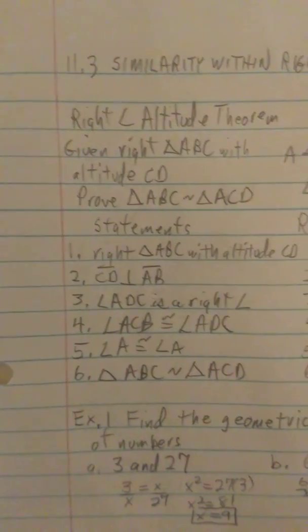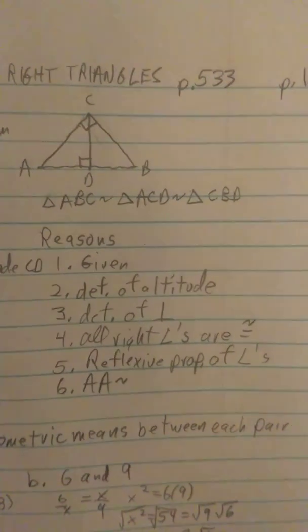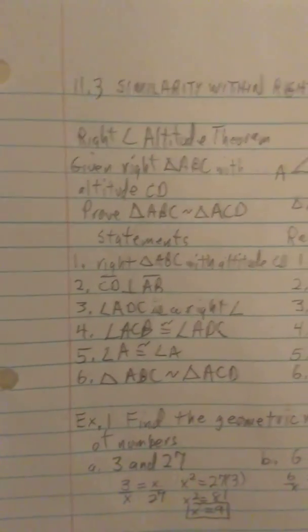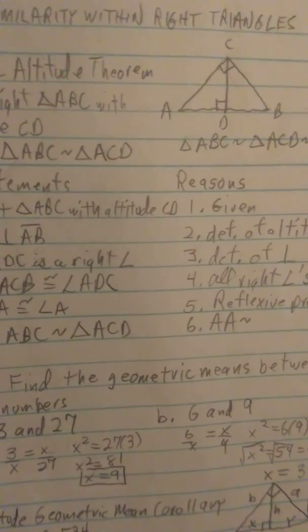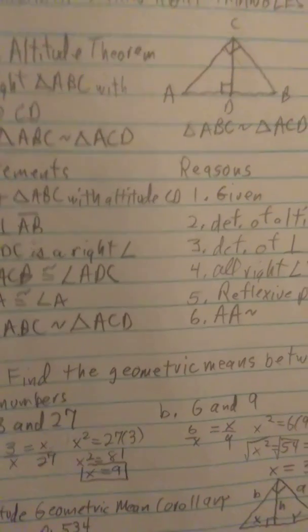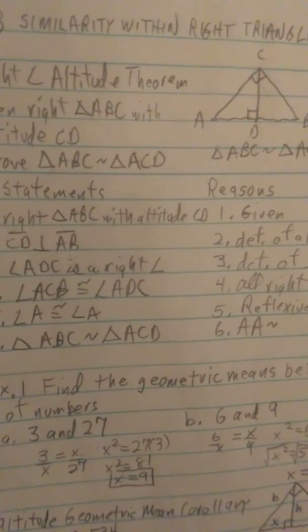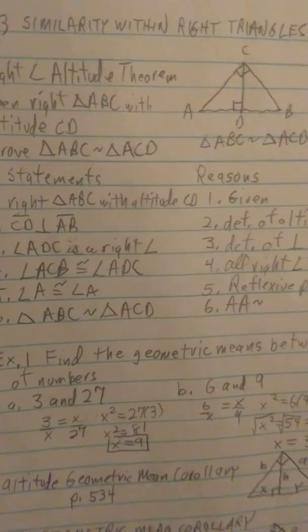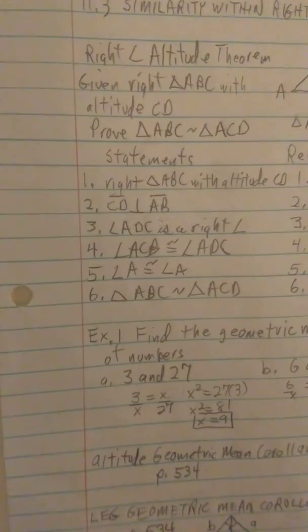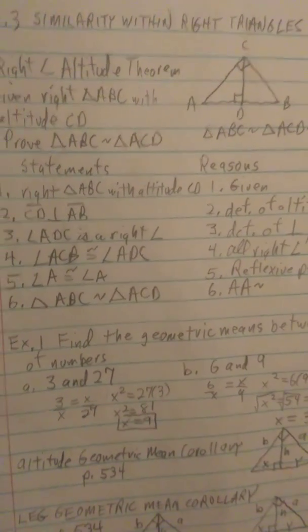So today is 11.3, Similarity within right triangles, starting on page 553. And so we are going to start with this triangle that we'll use throughout the class, triangle ACB, which has a right angle on top at angle C, and then the altitude CD comes down at a right angle to the base AB.